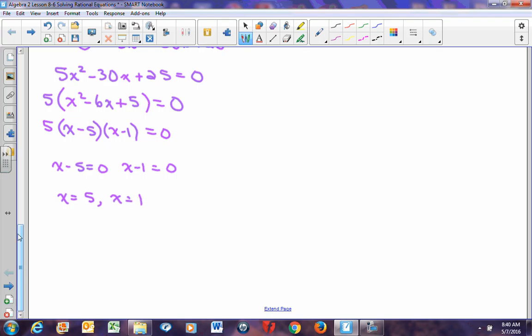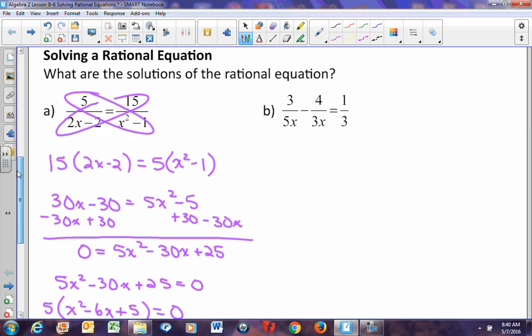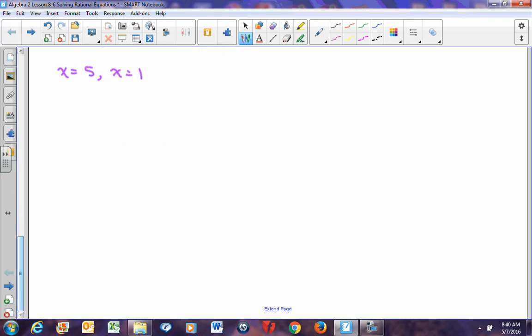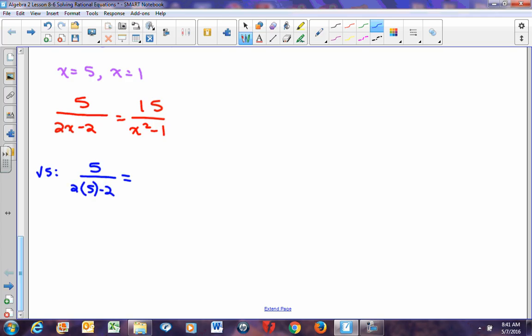So now I have to check these because we always have to check them back into the original equation. Okay, so here's my original equation up here, which I've made a mess out of, so I'm going to put it down here at the bottom. And I'm just going to write it in red so that I can see it a little bit easier. I have 5 over 2x minus 2 equals 15 over x squared minus 1. And I'm going to check each one of these to see if they make a solution. So the first number I'm going to check is 5. Check 5. So 5 over 2 times 5 minus 2, does that equal 15 over 5 squared minus 1?